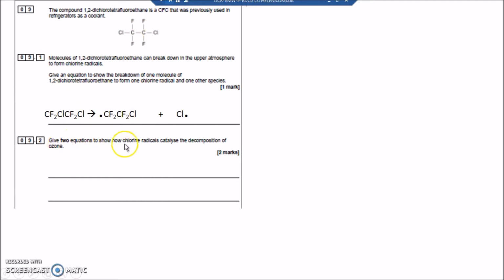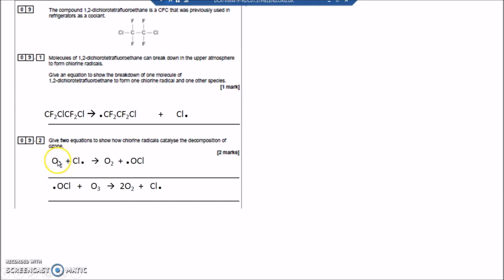Give two equations to show how a chlorine radical catalyzes the decomposition of ozone. So these chlorine radicals are very, very reactive. Ozone is O3, so it's a form of oxygen, an allotrope of oxygen, a different way of bonding the oxygen atoms together. Still an element, still O, but with three oxygens bonded together rather than the normal allotrope, which is O2.